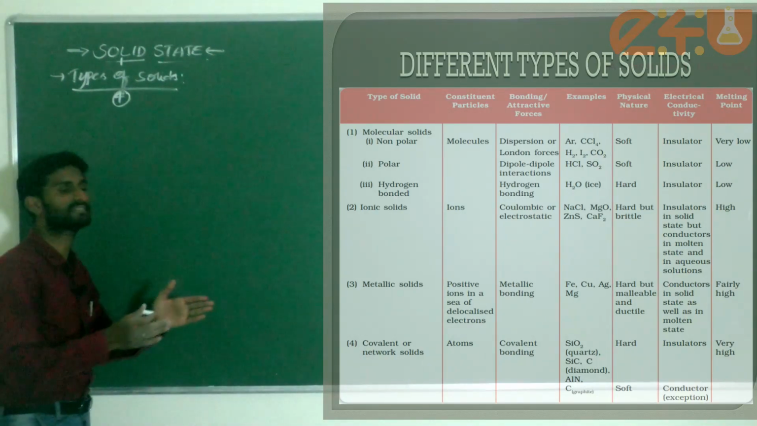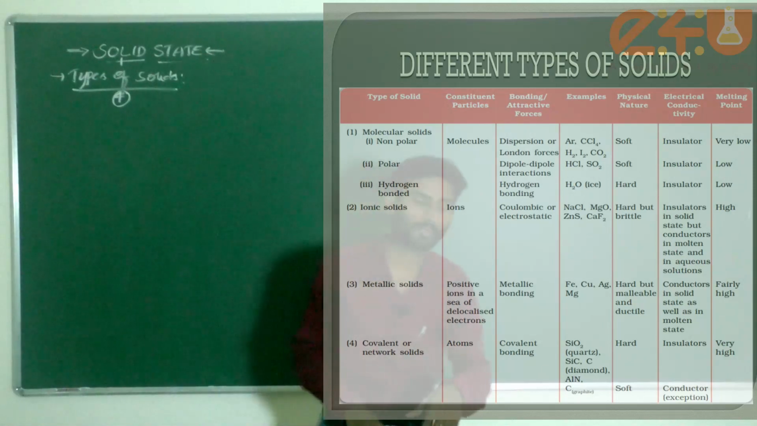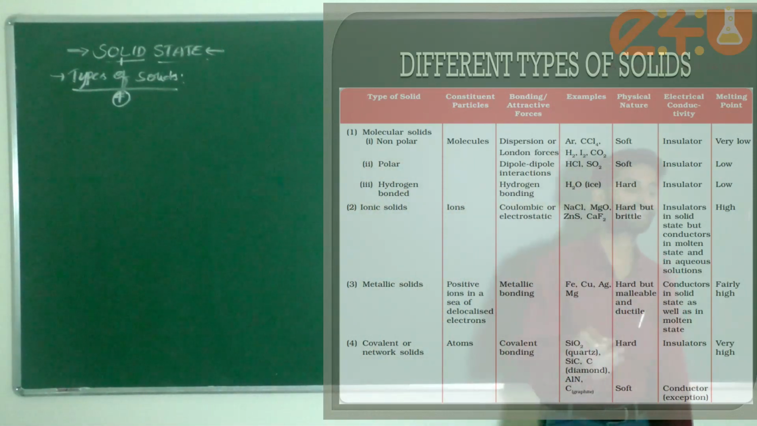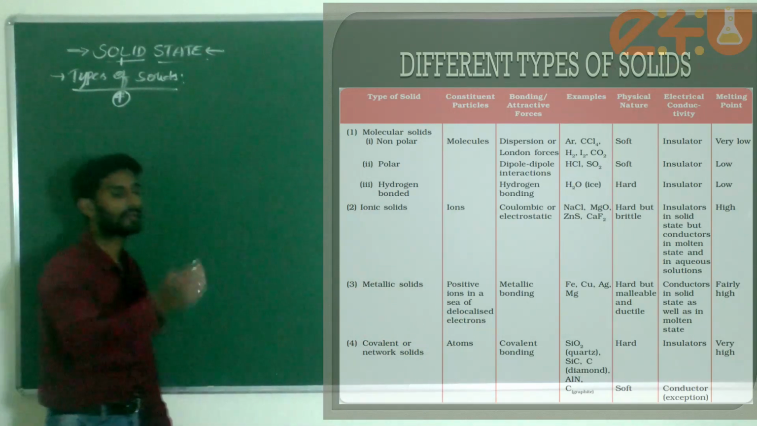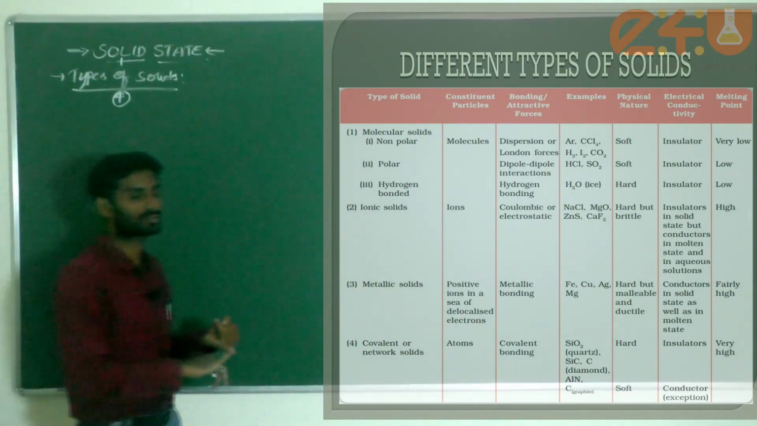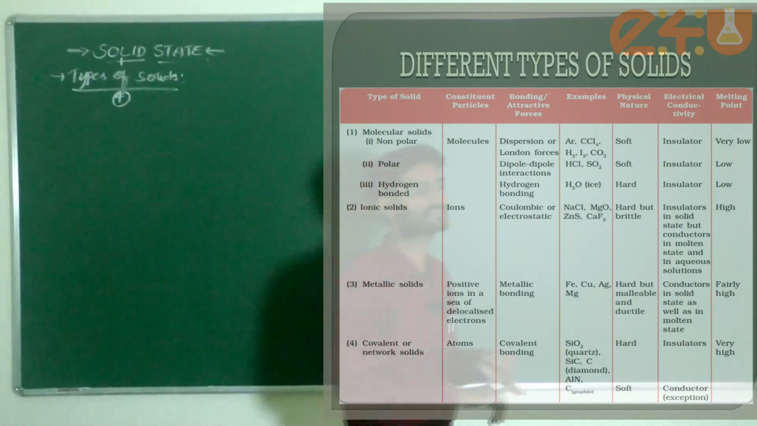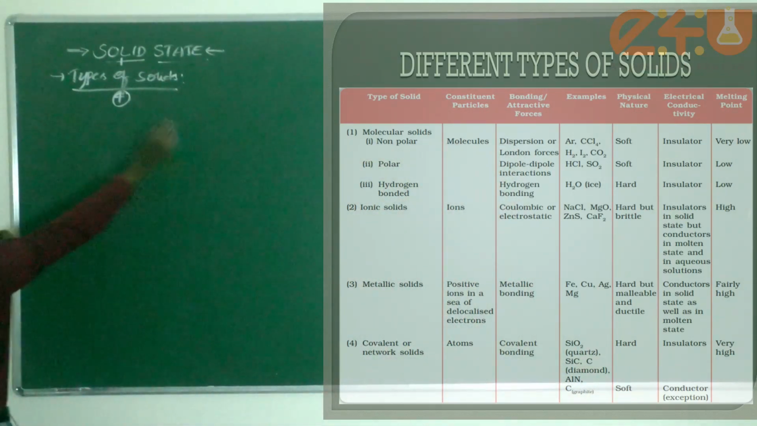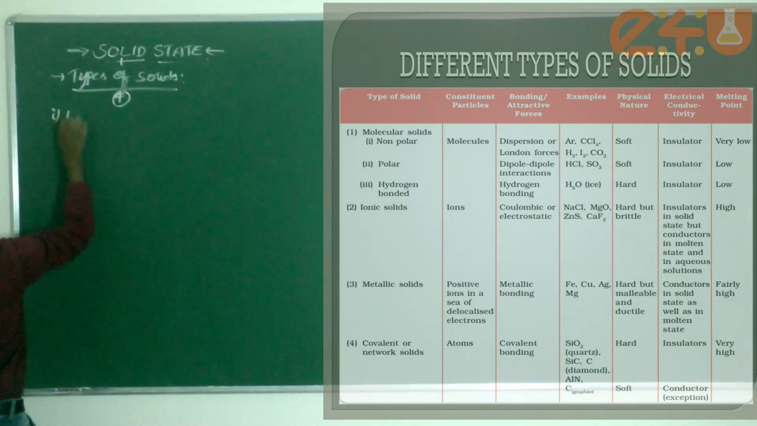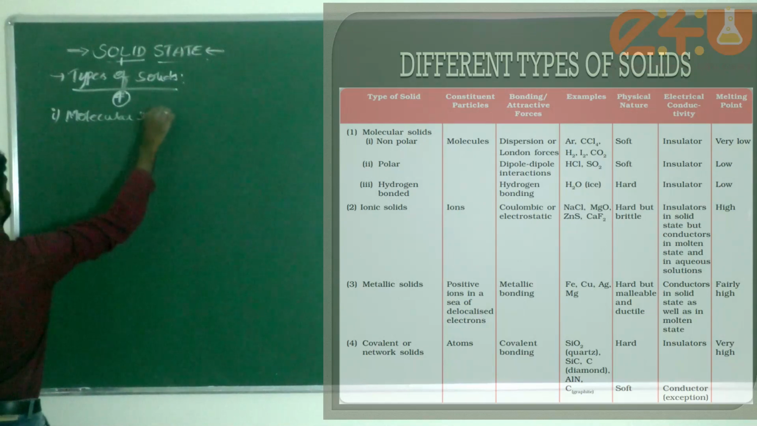In molecular solids itself we have non-polar molecules and polar molecules, and if hydrogen bonding is present, that also comes under molecular solids. Next, ionic solids. Next, metallic solids. Next, covalent solids. How many, dear students? 4. Now the first one, if you take it here, is molecular solids.